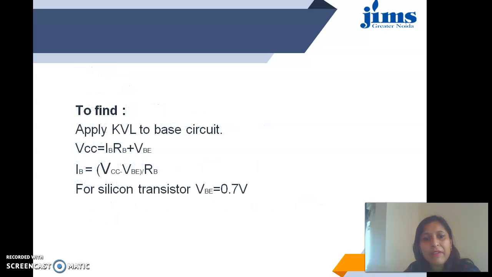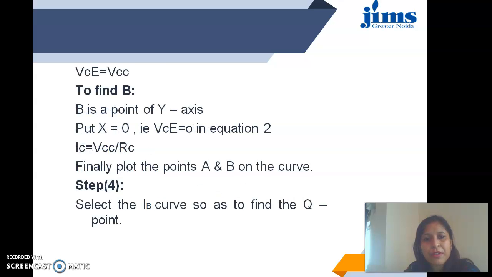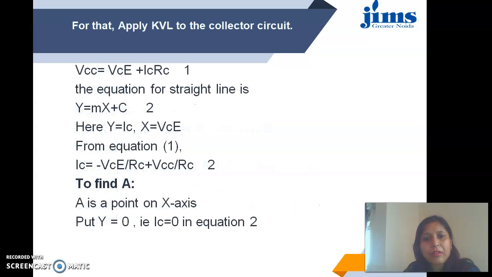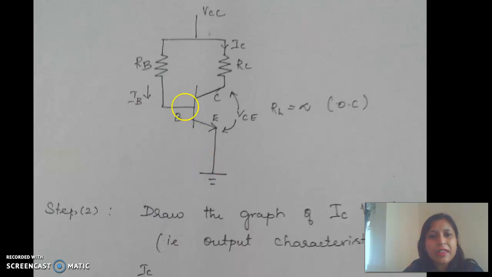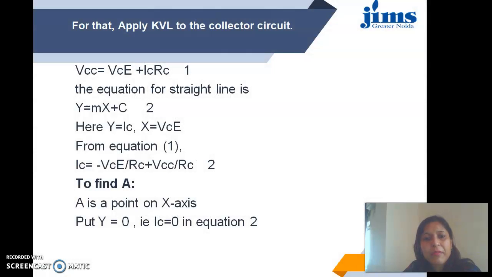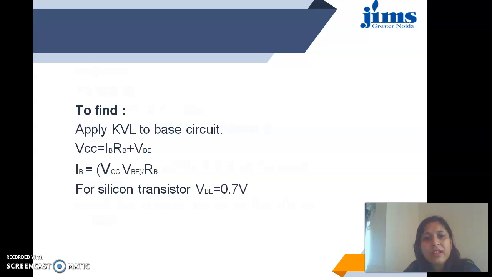Now applying KVL in the input port. This is our circuit. Let me show you the circuit again. In this circuit, if we apply KVL at the input port, it will be VCC equals IB RB plus VBE. If we consider the transistor to be made of silicon, then VBE is taken as 0.7 volt. So I have taken VBE equal to 0.7 volt, and from this KVL equation we determine IB equals VCC minus VBE upon RB.